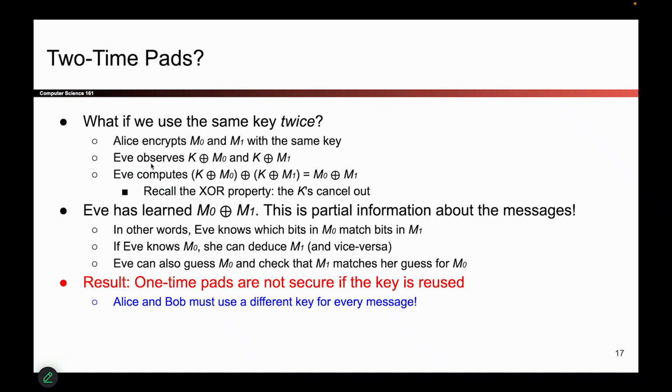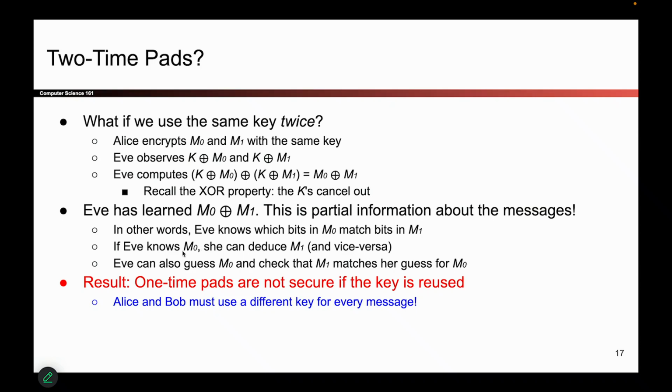So here it is in text. And it turns out this is partial information. In English, what this tells you is that she knows which bits in M0 match the bits in M1. So for example, if the 15th bit of this bit string is 0, that means that the 15th bit in M0 and the 15th bit in M1 must be the same. That is information that she learned that she should not have learned. Or if you find the 30th bit is 1 in this XOR, that means that the 30th bit of M0 and the 30th bit of M1 must be different. And it turns out that's dangerous. So that's information that she should not have known.